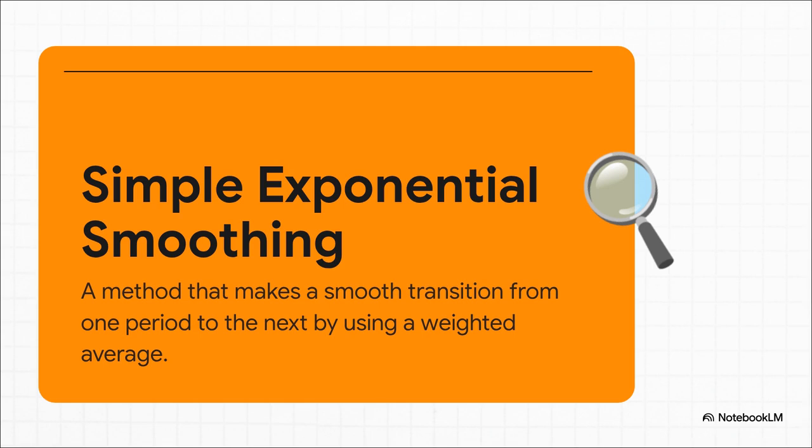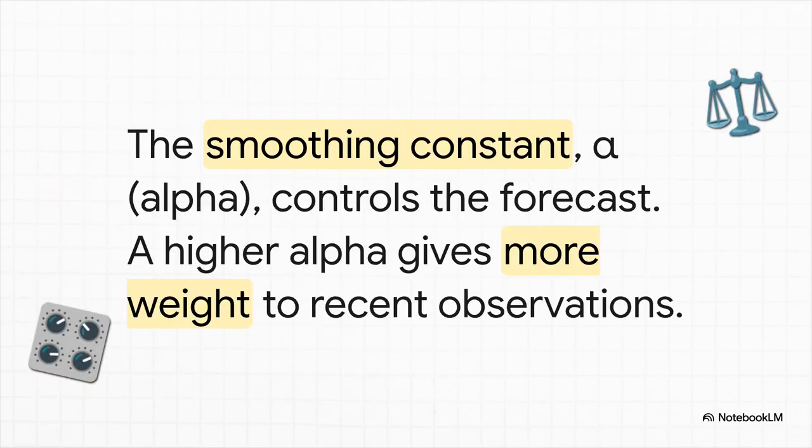Each brand new forecast is just a mix, a blend of two things: the real number that just came in and the forecast we made right before that. So how do we do that blending? It all comes down to this one little parameter called alpha. And you can think of alpha as a trust knob.